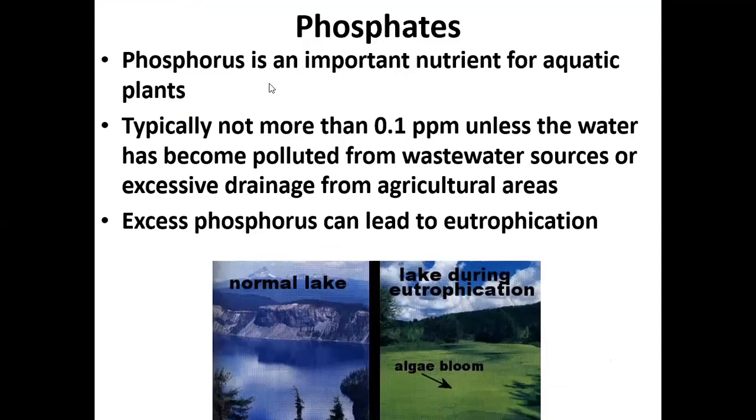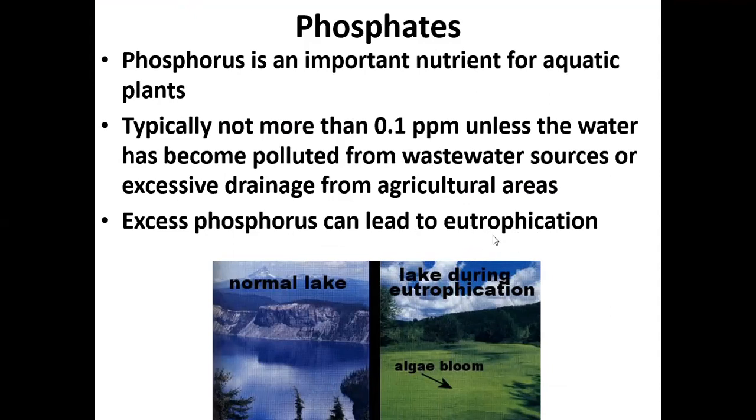And phosphates, we just mentioned those. Phosphorus, again, is important for plant growth, aquatic plant growth especially. You want less than 1.1 parts per million unless the water has become polluted from wastewater, then you're going to get higher numbers than that. And excessive phosphorus can lead to what we call eutrophication.